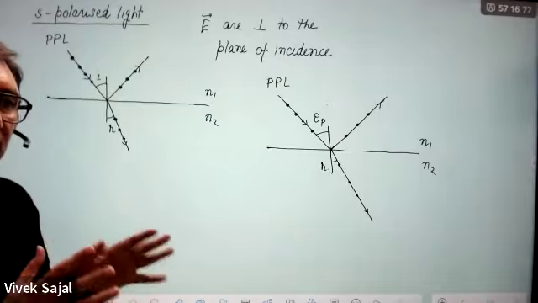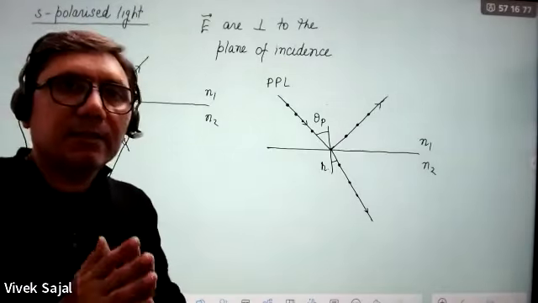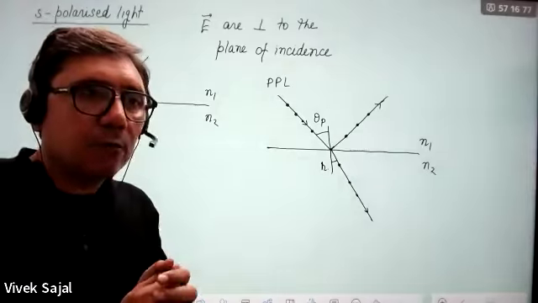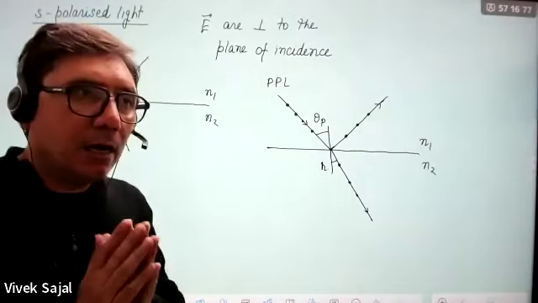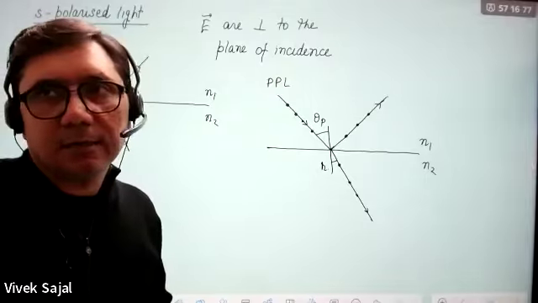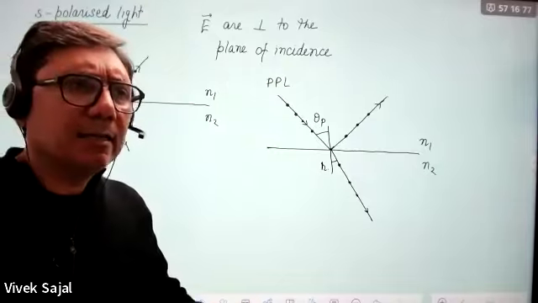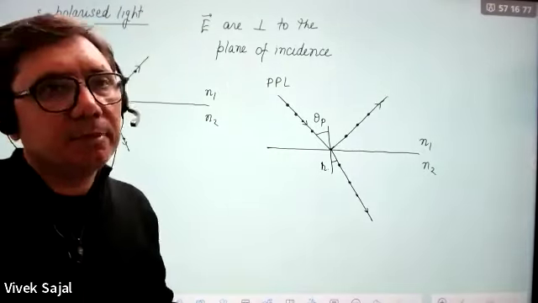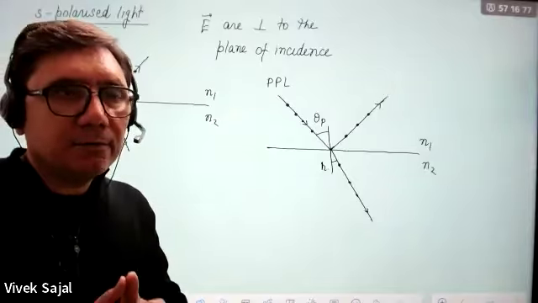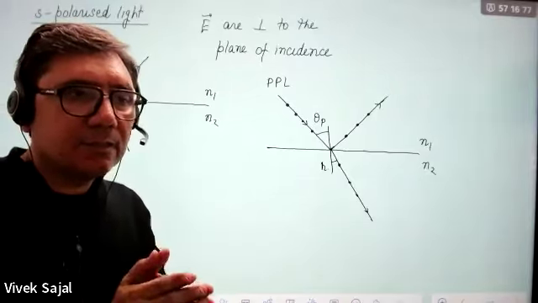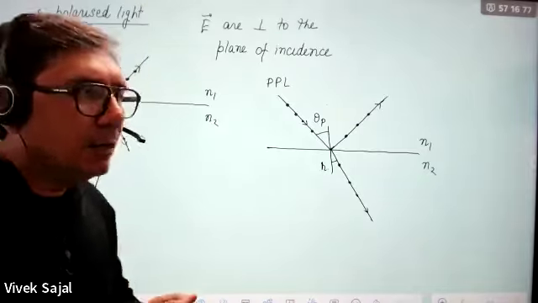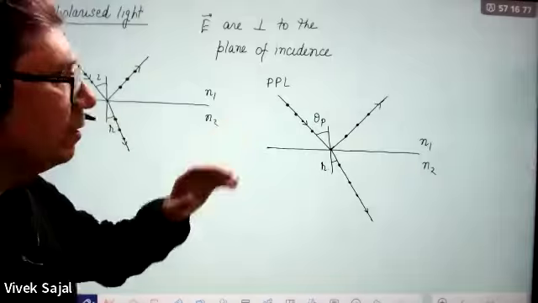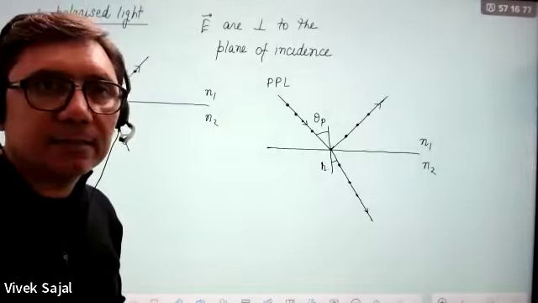Now, on the basis of this understanding, we can learn how to produce plane polarized light. The next question is how to produce plane polarized light. Plane polarized light can be produced in many ways, but here we will discuss those methods which are important for your exam, on which questions can be designed. One is polarization by reflection.